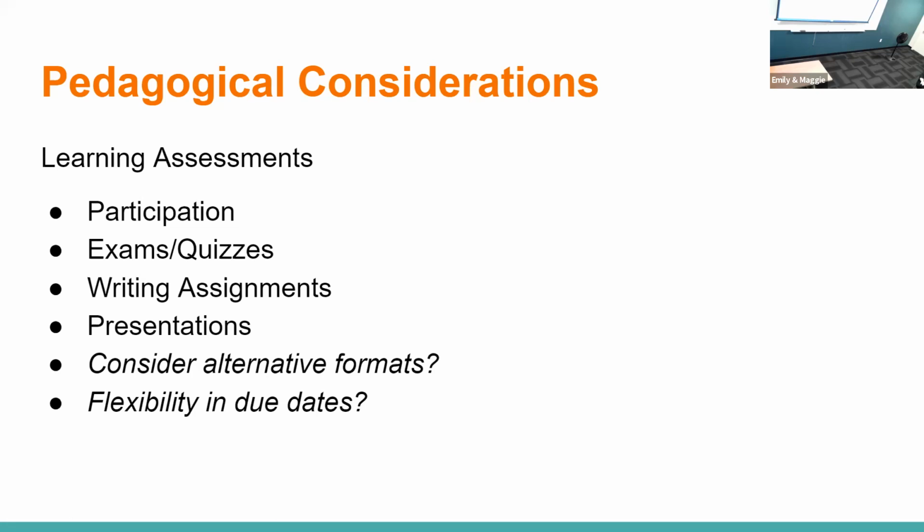Can we have flexibility in due dates? Does anyone have any thoughts about these assessments? Or something that you're thinking of now that you've got this framework for understanding a neurodiverse student who might be on the autism spectrum?